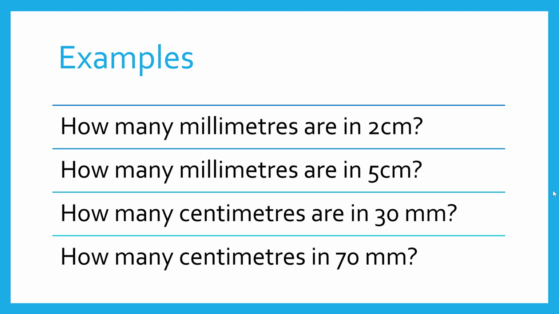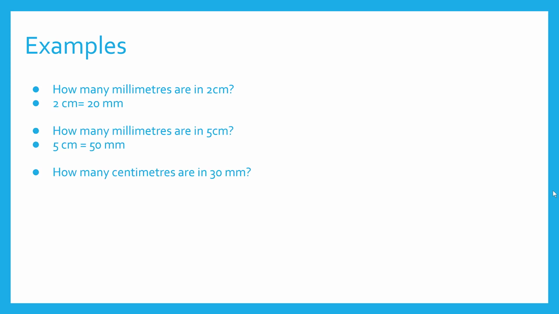Okay, so how many millimeters are in 2 centimeters? Well, since in 1 centimeter there are 10 millimeters, in 2 centimeters there will be 20 millimeters. And the same rule applies for 5 centimeters. There will be 50 millimeters in 5 centimeters. And for 30 millimeters, well, we know that 1 centimeter equals 10 millimeters. So 30 millimeters is going to be equal to 3 centimeters. And in 70 millimeters, there will be 7 centimeters. Easy stuff, okay? Here are your answers.